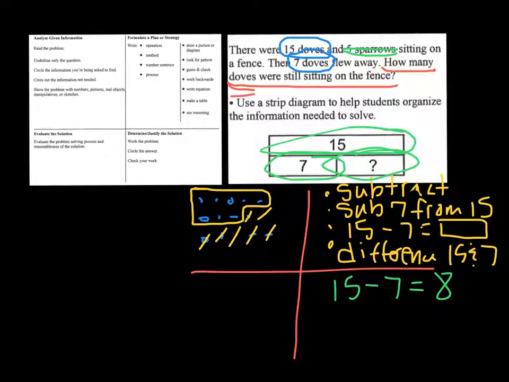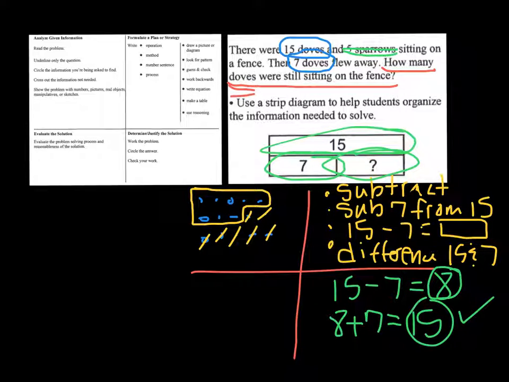And once we get our answer, then we can go back and double check it. So we think our answer is 8. So to check it, since we subtracted, I'm going to do that inverse operation or that opposite operation. And I'm going to say 8 plus 7 and see if that equals our original number of 15. And it does.